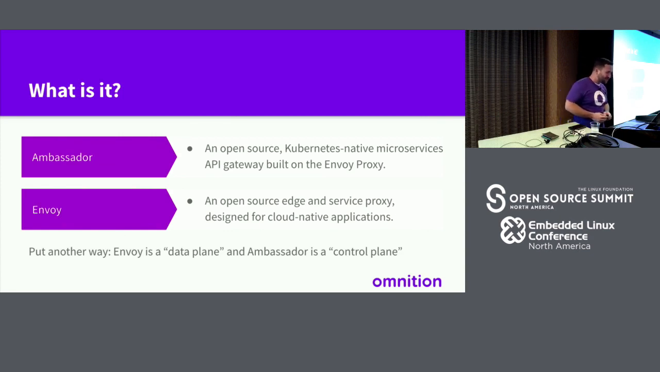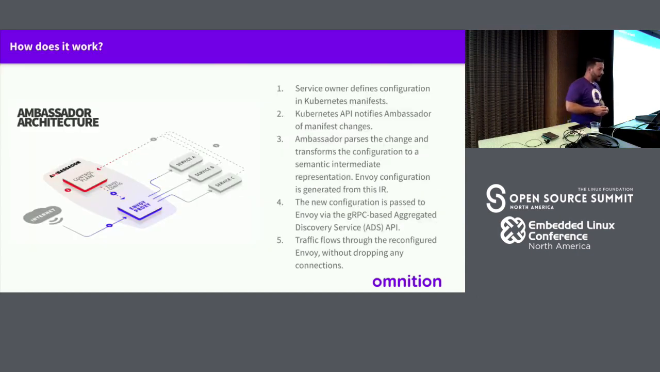Envoy is meant to be an open source edge and service router deployed in front of your cloud native applications. We actually see a lot of people that deploy Envoy in production environments today, but Envoy is a data plane. Something needs to control that data plane. In the case of Ambassador, Ambassador controls Envoy, and it's specifically trying to solve API-based use cases. So how does it work?